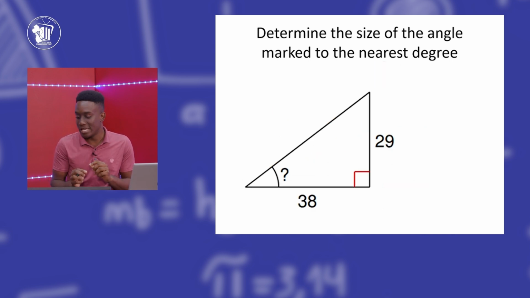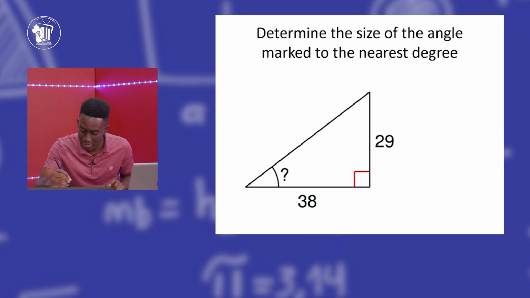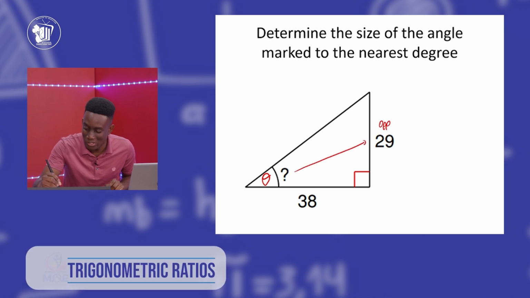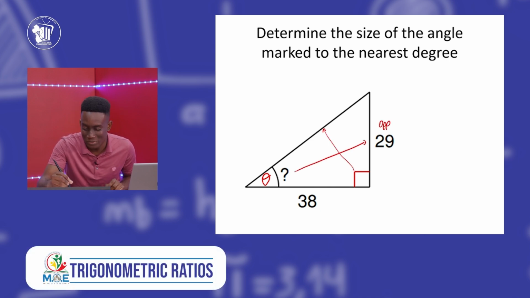So determine the size of the angle marked to the nearest degree again. So once again, we label our triangle. So we see theta is here. So the side opposite theta will be the opposite, of course. And the side opposite the right angle will be known as the hypotenuse. And the remaining side would be the adjacent side.